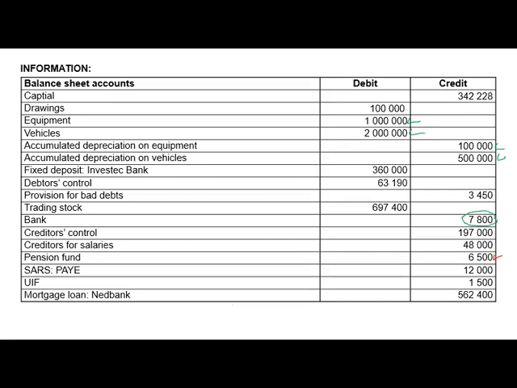And drawings. There it is. It's 100,000 over there. Okay. So I'm going to add it with this 250 to get my total drawings for this year. And that'll be reducing our owner's equity.